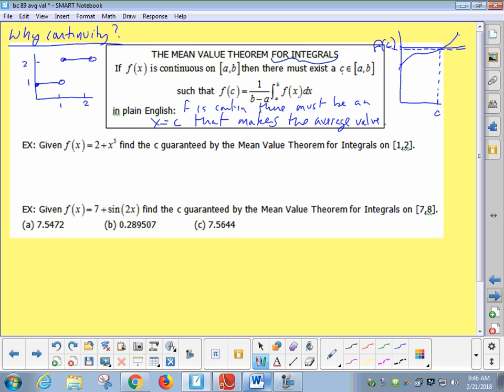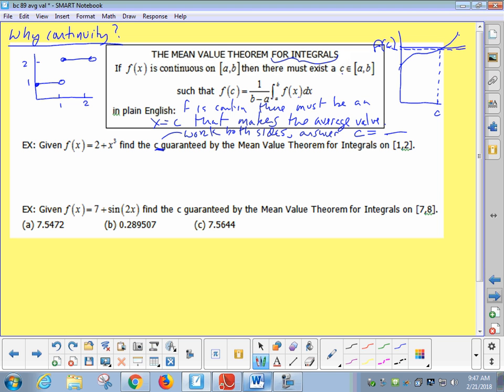This is what a problem will look like. You're going to have maybe 2 or 3 different problems, and you're going to have to decide with practice, is this where I find the C, or do I just find the average value? With practice, and use your notes. But if it says find the C, then you're going to work both sides of the average value, and your answer should be C equals this. Now, first of all, this is continuous, so there must be such a C that makes the average value.